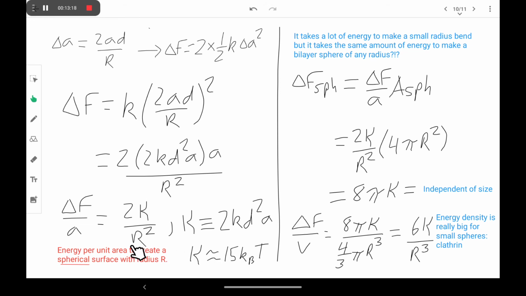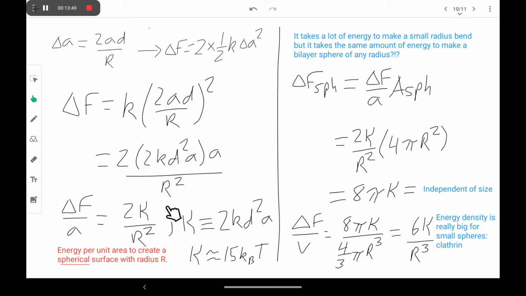All right. So I want to reemphasize, this is the energy per unit area for a spherical surface of radius r. This is how much energy per unit area you'd have to supply to create a spherical surface. And so notice that it takes a lot of energy to make a small radius, or that's called a big curvature, or a tight turn. If you want to make a tight turn, bend the membrane really sharply, very tight turn, that takes a lot of energy per unit area.